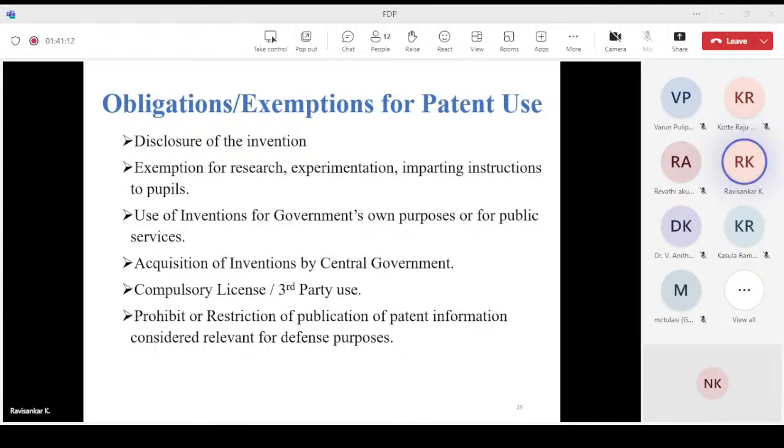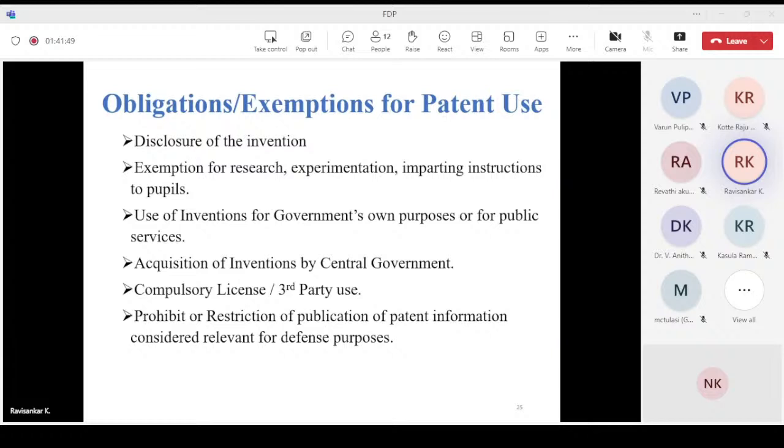And use of inventions for the government's own purpose or for public services will also not provide any protection to the patent. For example, during Corona, even though the products or drugs were patented, the government asked the patent owners not to file lawsuits against the users so that all people could get the patented drugs. And sometimes the central government wants to take your inventions. At that time also, you can't say anything.